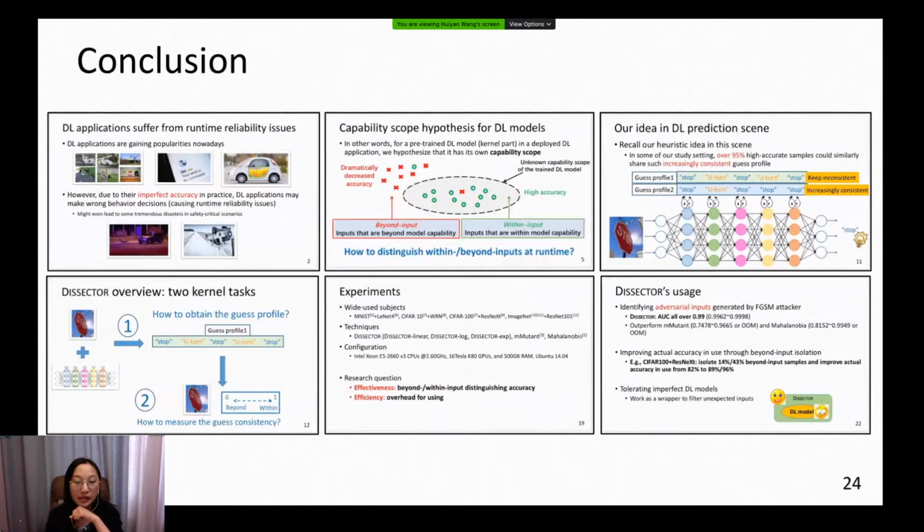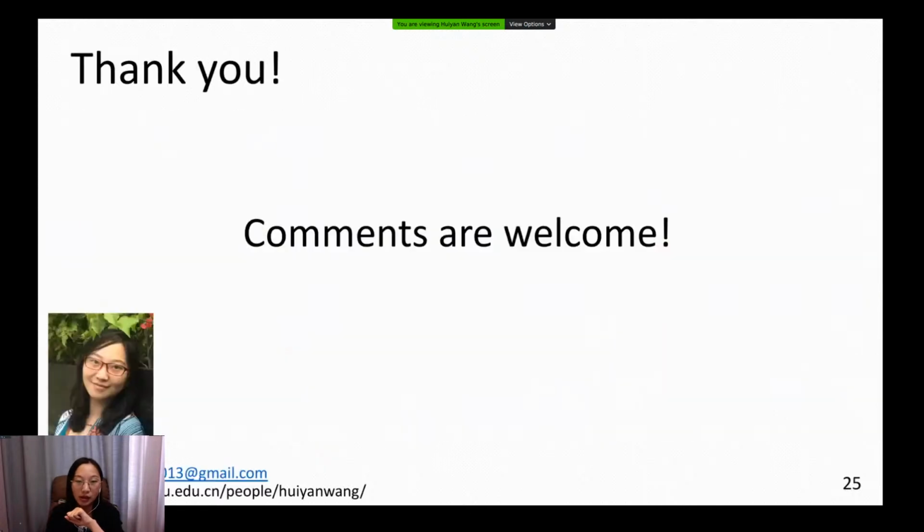And at last, we conclude our presentation today. First, we talked about the reliability issues that deep learning applications have and proposed an input validation way to address them. We gave our scope hypothesis and, based on it, introduced how we inspect such a gas profile and measure its gas consistency. Then we elaborated on dissector's 2 tasks and evaluated its performance, and we finally discussed its usages. Thank you. That's all for my talk today.